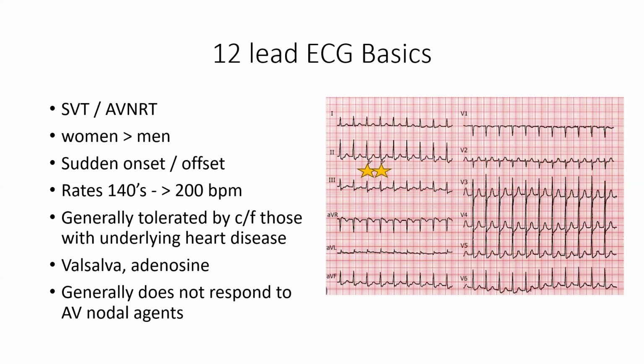Very commonly, SVT, one of the most common forms is AV nodal reentrant tachycardia. It tends to affect women more than men. Patients often describe this as a sudden onset, like they're out in the world minding their own business, and it's like a light switch just came on and their heart is off to the races. The rates can be very rapid, sometimes greater than 200 beats a minute.